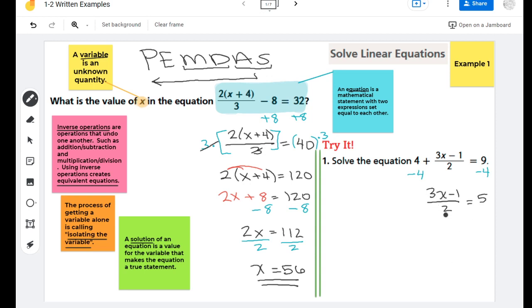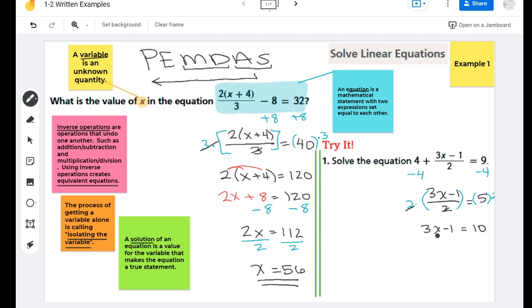Now to get rid of this fraction bar so that I can break apart where this x is, I need to go ahead and counteract that division of 2. So I'm multiplying both sides of the equation by 2. So on the left-hand side, my 2's cancel each other out, and I'm left with 3x minus 1. And on the right-hand side, 5 times 2 is 10.